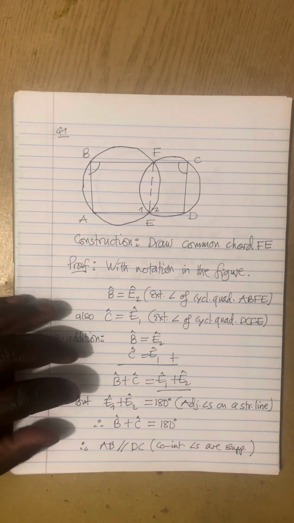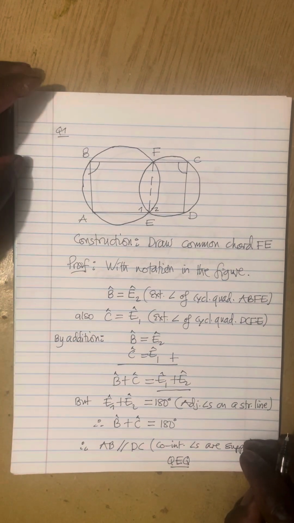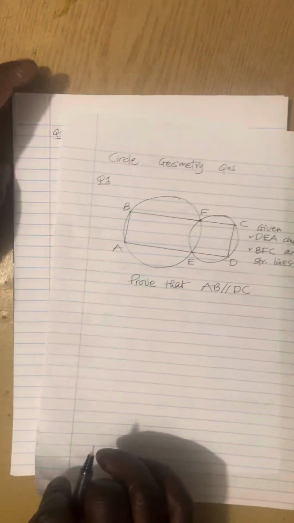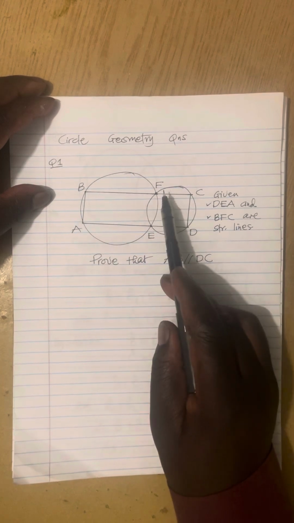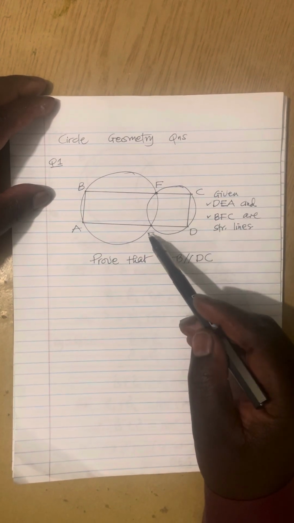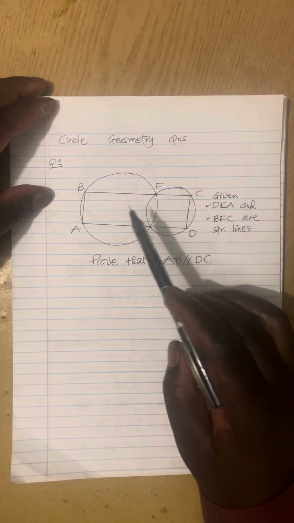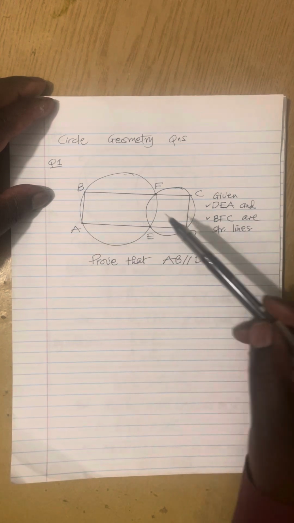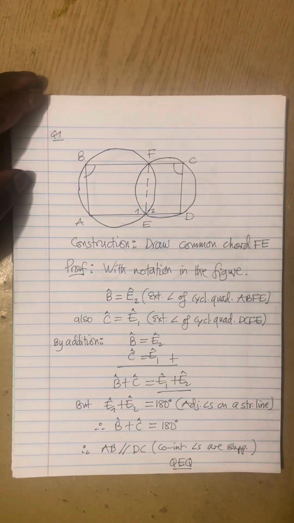Okay, this should mark the end of question 1. That's how you'd set out the proof for question 1, where we were given, let me just remind you, two circles, ABFE and DCFE, which intersect at F and E, and we were told that AED and BFC are straight lines. They required us to prove that AB is parallel to DC, and this is how you set out the proof.